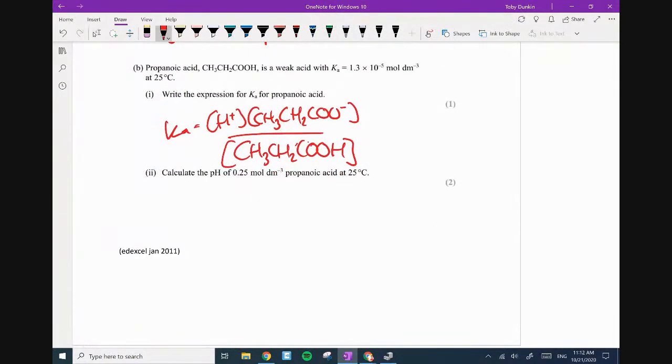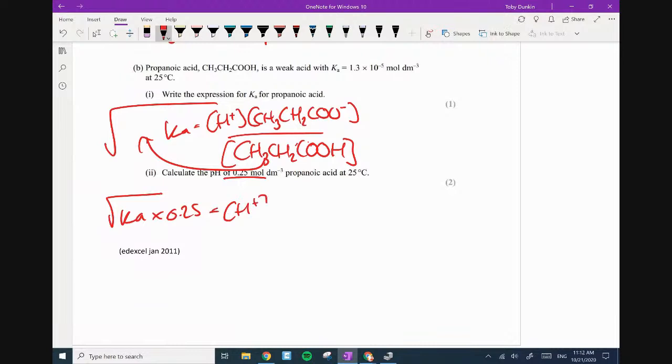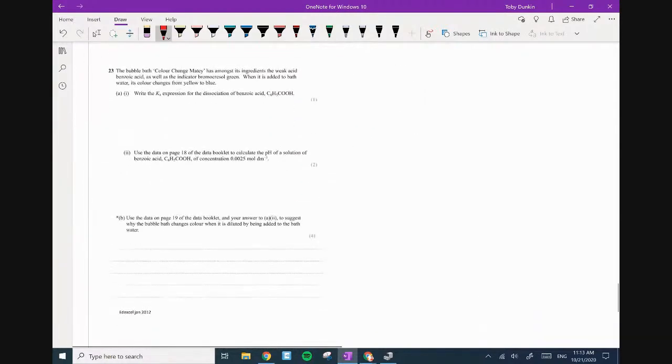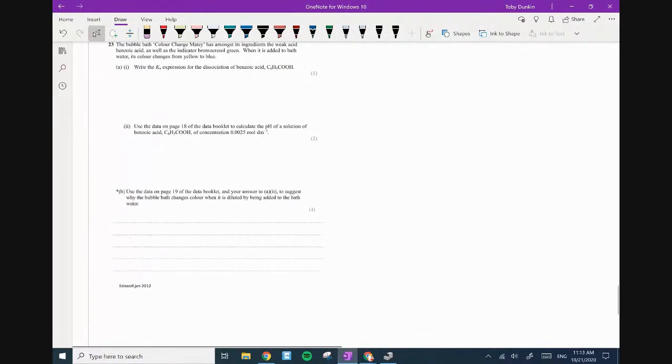Calculate the pH, 2 marks. I'm just going to rearrange really quickly, bring that over, root my answer. So root of Ka multiplied by its concentration of 0.25 gives me the H+ concentration. The Ka value is 1.3 times 10 to the minus 5, multiplied by 0.25, root answer, and I get 1.80 times 10 to the minus 3 to 3 sig fig. Minus log answer, and I get a pH of 2.74. Next, we're nearly done, folks. I think I'm on my last page. Holy moly, it's taken longer than I thought.